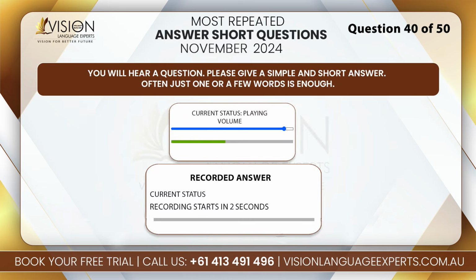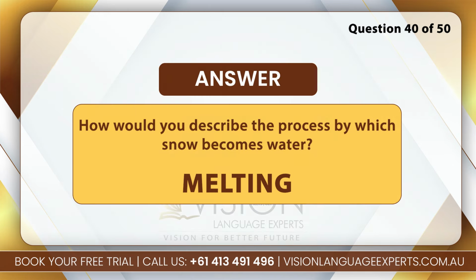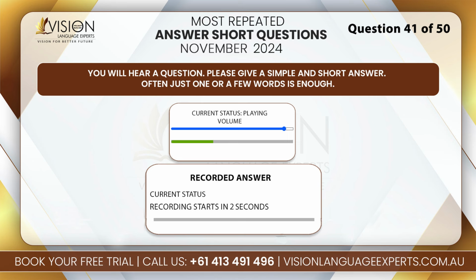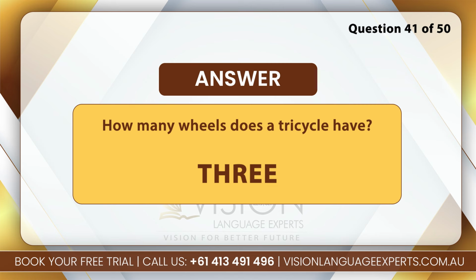How would you describe the process by which snow becomes water? Melting. How many wheels does a tricycle have? 3.